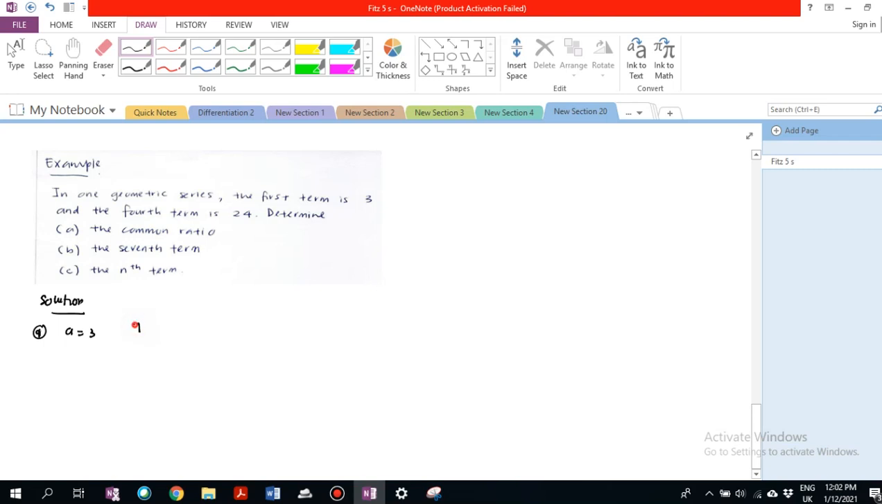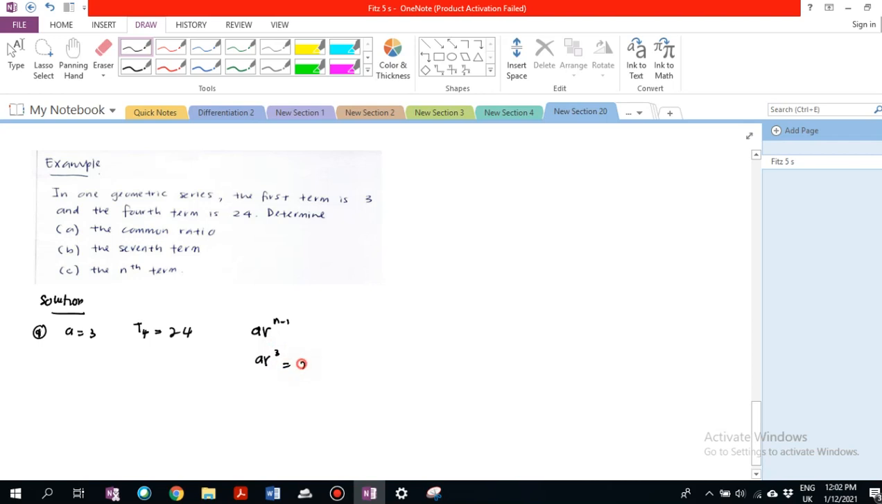Then we know that the fourth term is equal to 24. So the question asks us to find the common ratio. So we know the formula AR^n. So in this case, AR^(n minus 1) will be 3.